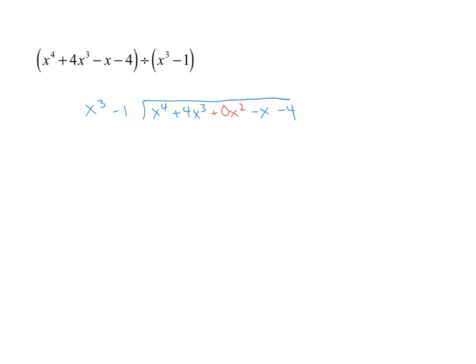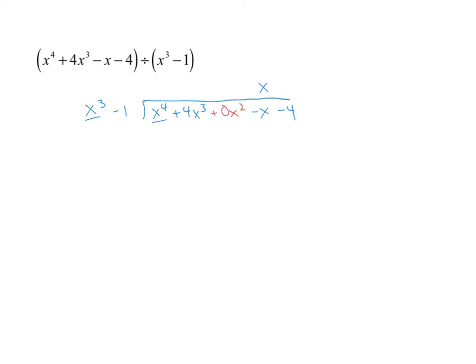Okay, now first I divide, so x to the third goes into x to the fourth. Well, x to the third times what is x to the fourth? And that would just be x. So I'm going to put that way over here above the x.